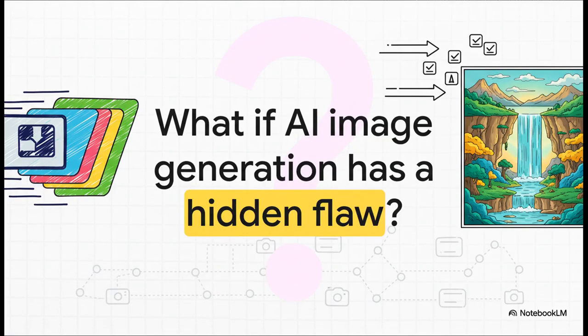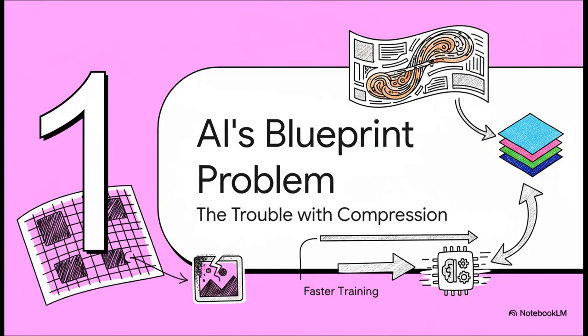But what if I told you that the standard method, the very foundation that most of these incredible models are built on, is actually kind of inefficient? That we've been accidentally forcing our AIs to work with one hand tied behind their backs this whole time? Yeah, the whole issue really comes down to what I'm calling the AI's blueprint problem. And it all starts with how an AI first gets its head around the image it's supposed to create.